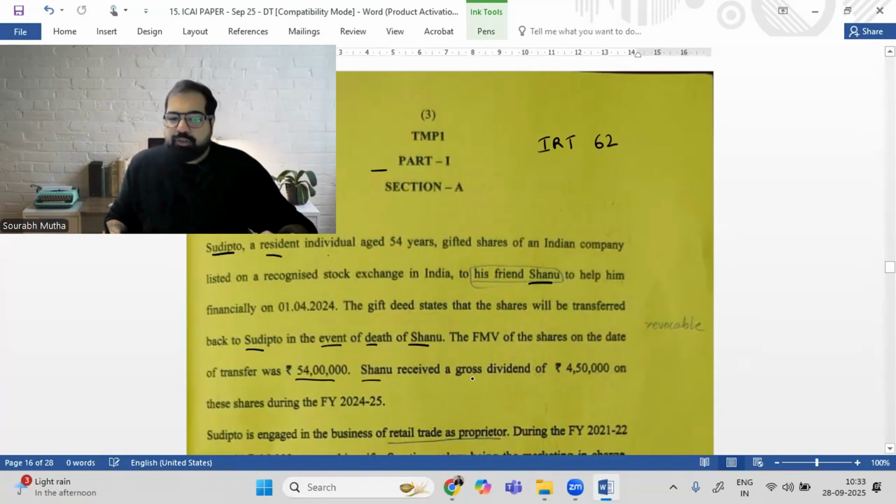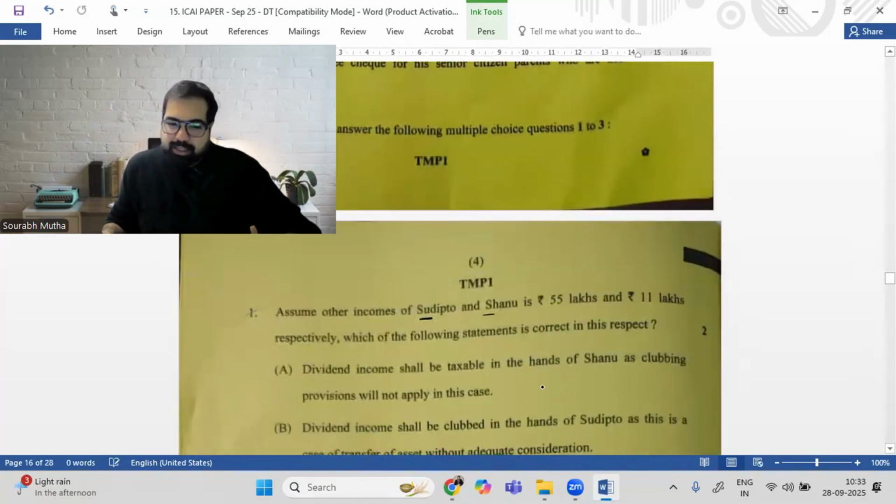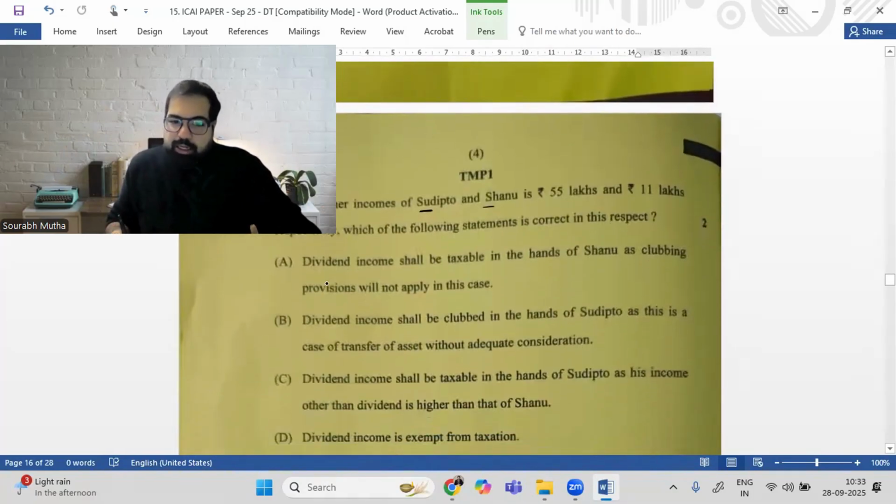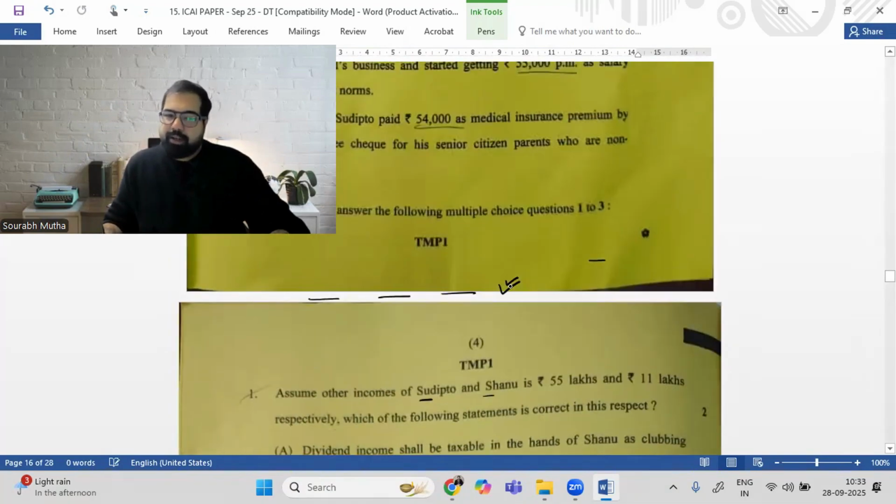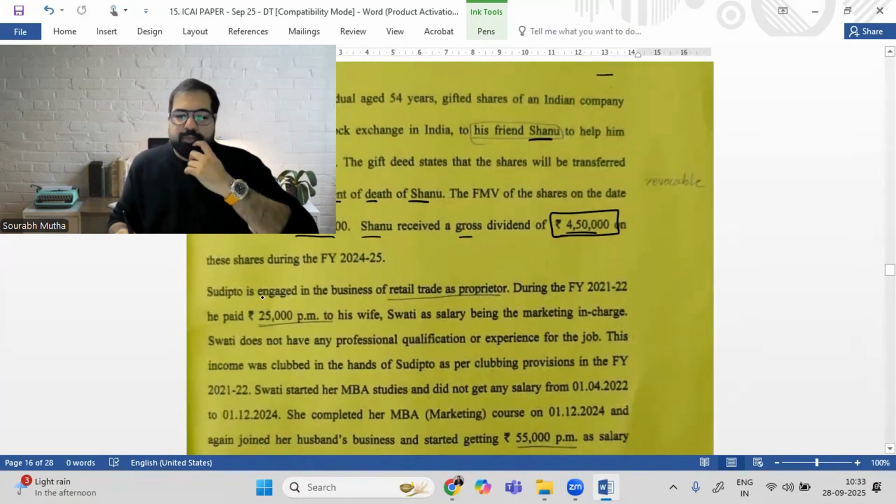The fair market value of the shares is 54 lakh, but they're not talking about the gift tax angle here. Shanu received a gross dividend of 4 lakh 50,000. This will be taxed in the hands of Shanu only. So the answer is: dividend will be taxable in the hands of Shanu as clubbing provisions will not apply in this case. Absolutely right. That is the first and the right answer. We go to the next one.